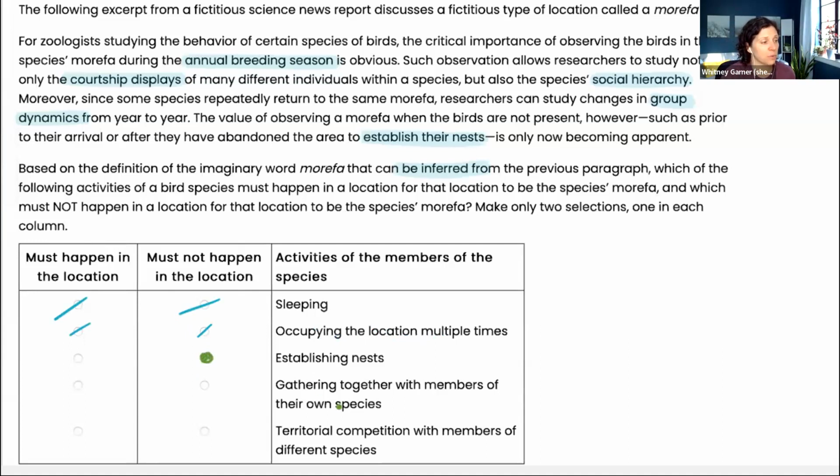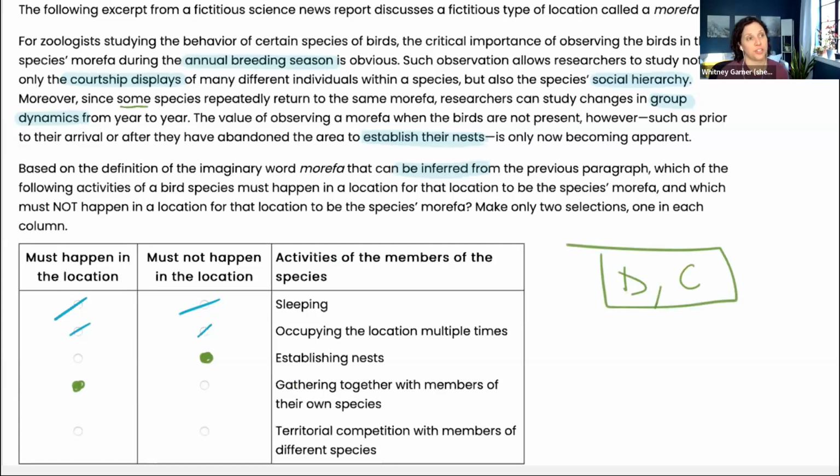Do they gather together with members of their own species? Yes, right? Since some species repeatedly return to the same. Notice it says some, so they don't have to occupy the same location, but some return. So they definitely do have to gather. And then we don't know anything about territorial competition. We do know about courtship and breeding, but we don't know about competing with other species. So the correct answer on this one is going to be D and C. What must happen and what must not.